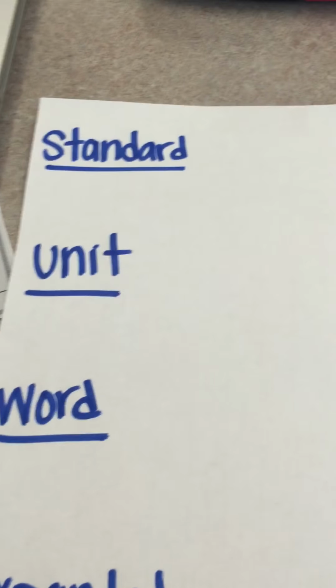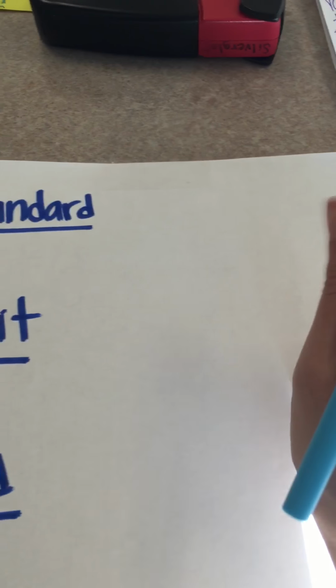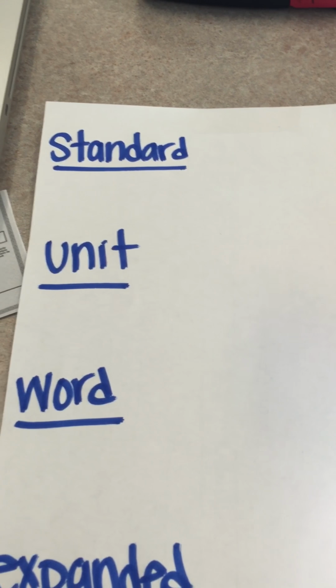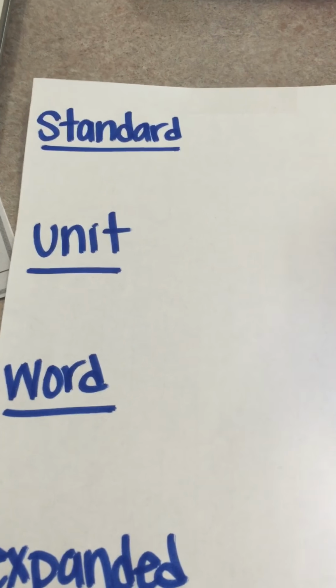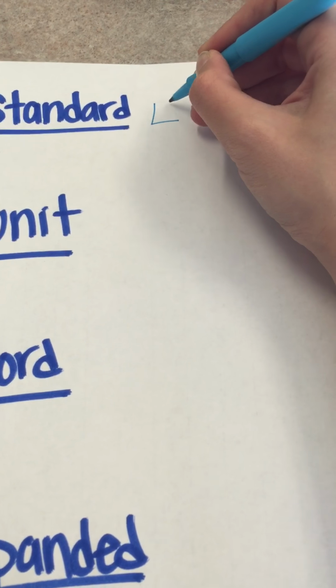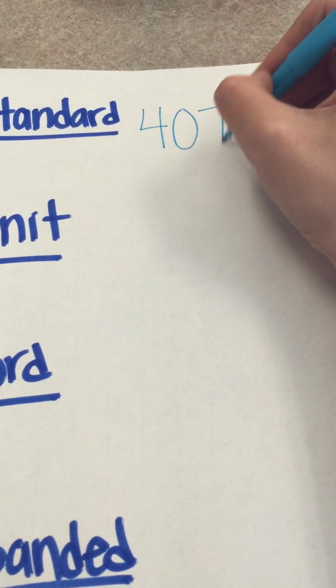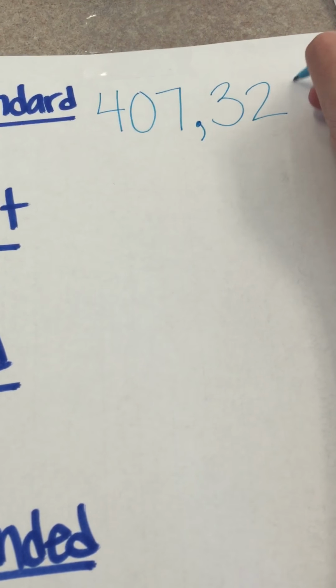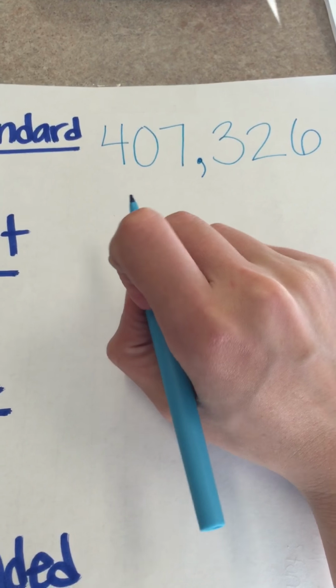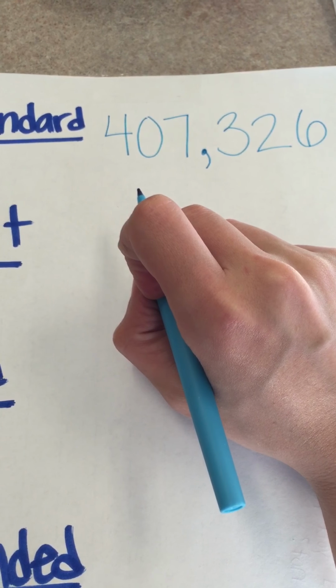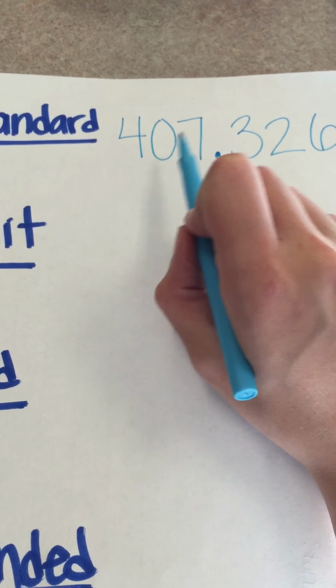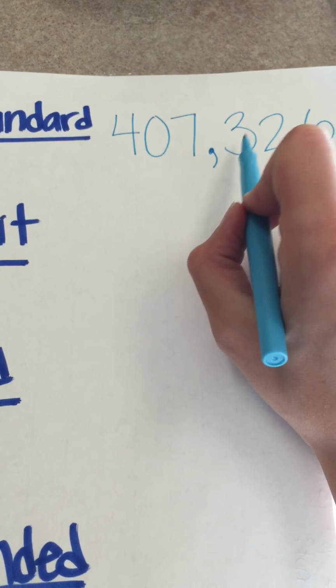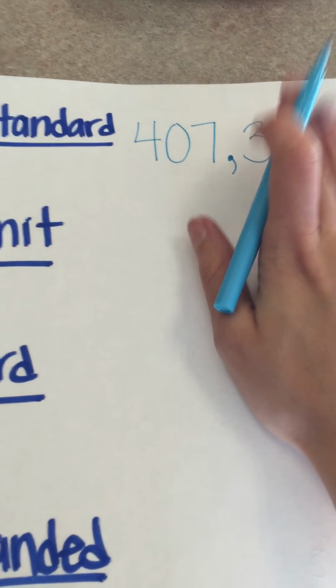First, let's pick a number, and we're going to write it in standard form. Standard form is the way that you normally see numbers. So let's try read that number out loud. Did you get it? 407,326. That is standard form.